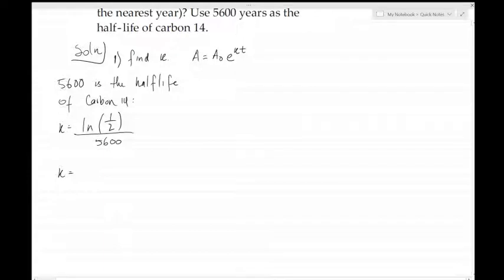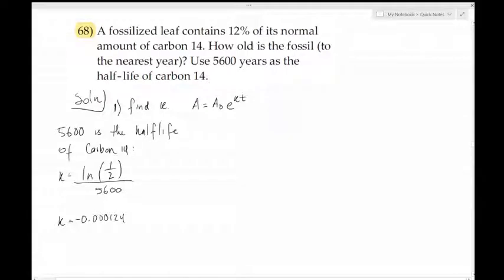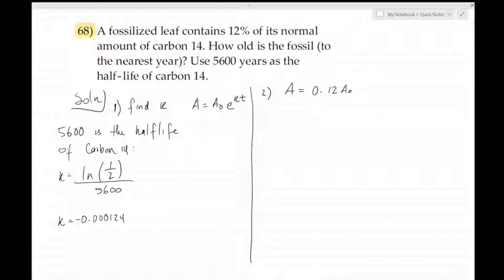So we get something like 0.000124 as our value of k, and negative. Keep in mind that it is negative. So that is the first step, is to find the value of k. Then we can figure out part two, which will be to find how old it is if there's only 12% left. So use the idea that the final amount is 12% of the original. So 12% times the original equals the final amount. Okay, so we use that information to plug it into the formula or the worked out value for t.